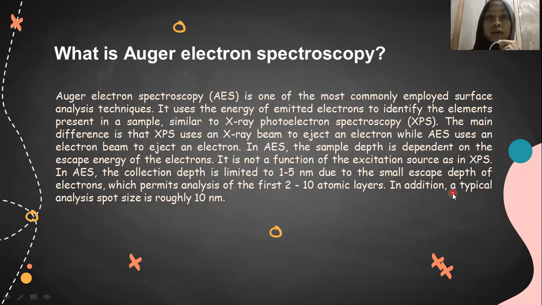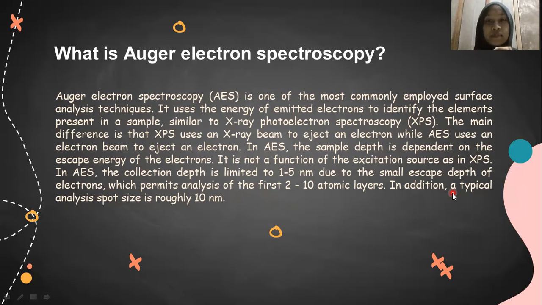Now, what is Auger Electron Spectroscopy? Auger Electron Spectroscopy, or AES, is one of the most commonly employed surface analysis techniques. It uses the energy of emitted electrons to identify the elements present in a sample. Similar to X-ray photoelectron spectroscopy or XPS, the main difference is that XPS uses an X-ray beam to eject an electron, and AES uses an electron beam to eject an electron.